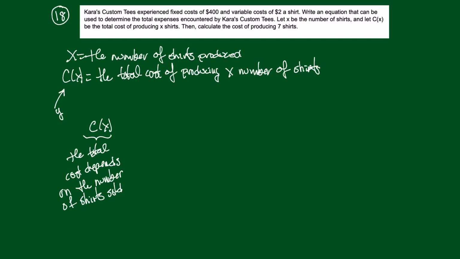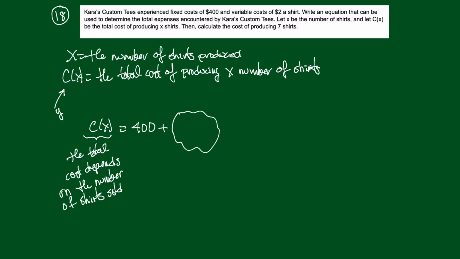Now, what we know so far is this, that the total cost is at least $400, right? It's $400 because we have a fixed cost up here at the top, a fixed cost of $400. Just to open up, it costs $400. So the cost is at least this much, but we need to add on what? The cost of producing X shirts.